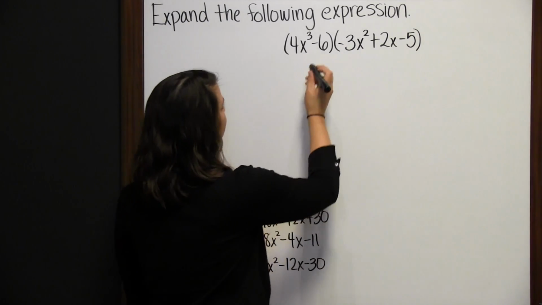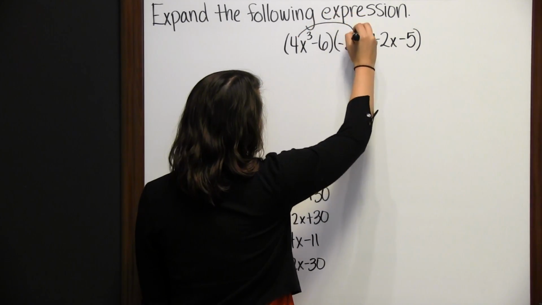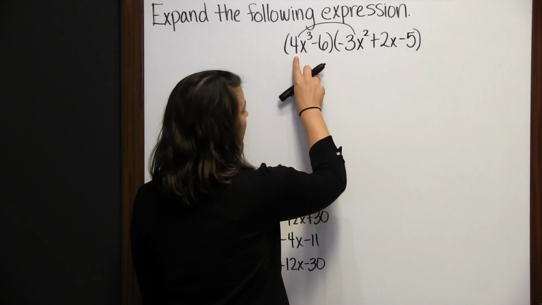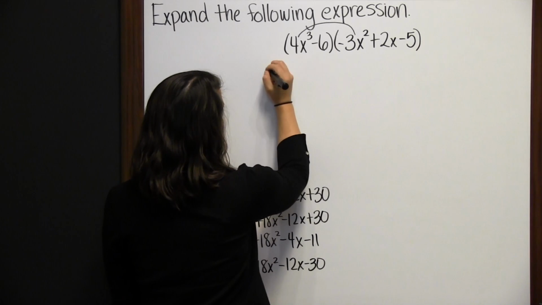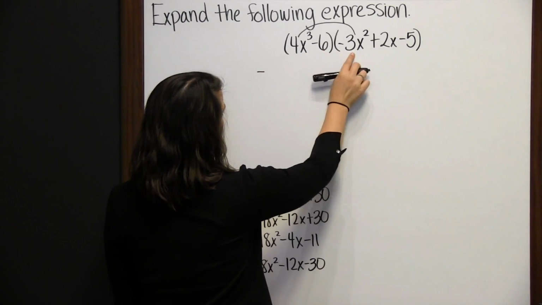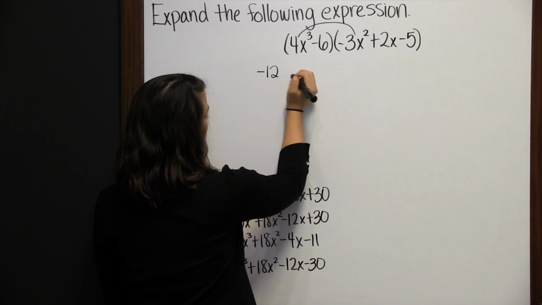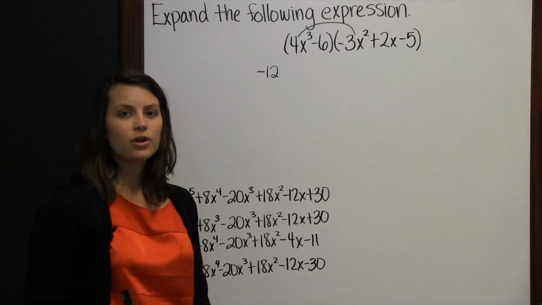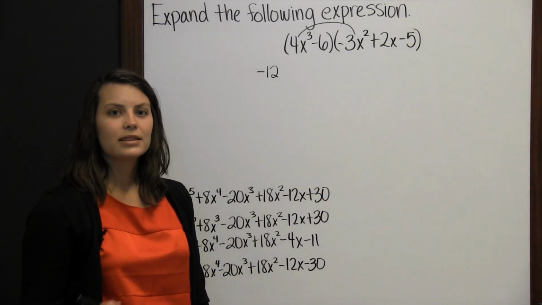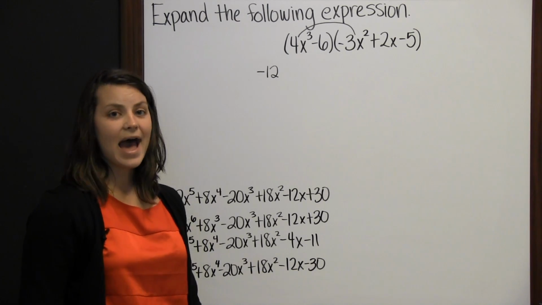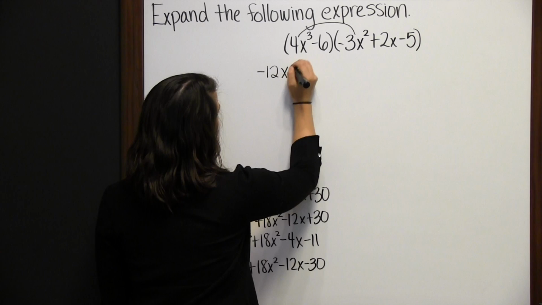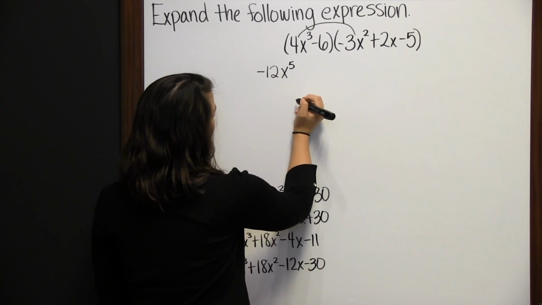Let's get started. 4x cubed times negative 3x squared. That's a positive times a negative, which is a negative. 4 times 3 is 12. X cubed times x squared: when we multiply like bases, we add the exponents. So 3 plus 2 is 5. That's x to the 5th.